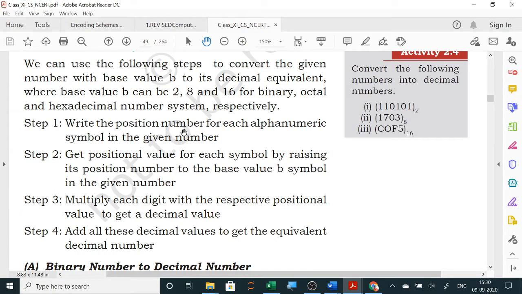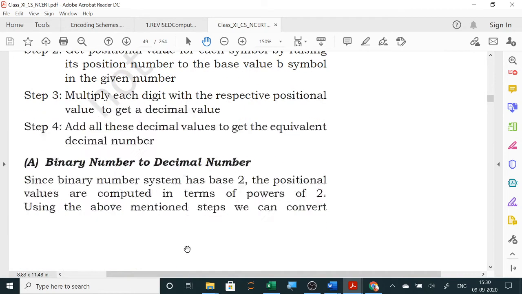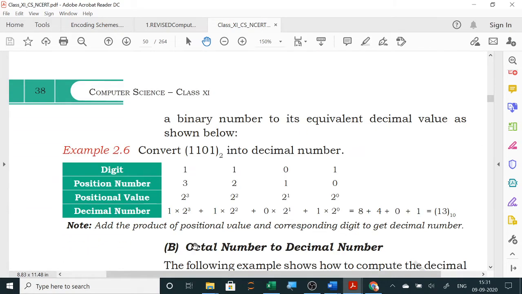First, we have to note down the position number for each alphanumeric symbol. Then we get the positional value, multiply each digit by its positional value, and then add the numbers. So you can see here how it is done.